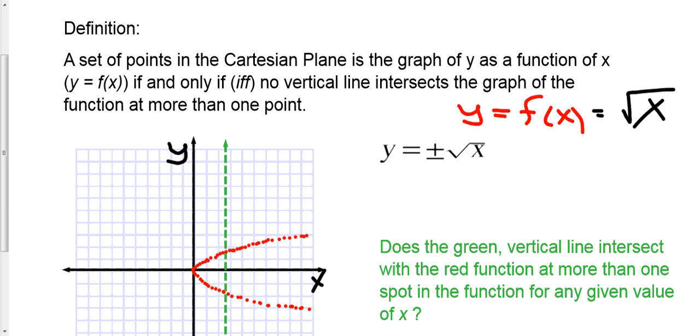Now, this definition says a set of points of the Cartesian plane is the graph of y as a function of f, if and only if. And this is the abbreviation for if and only if. No vertical line intersects the graph of the function at more than one point. What's our shortened definition? A function is a function on the Cartesian plane if it passes the vertical line test, okay? That's this in academic speak, okay?